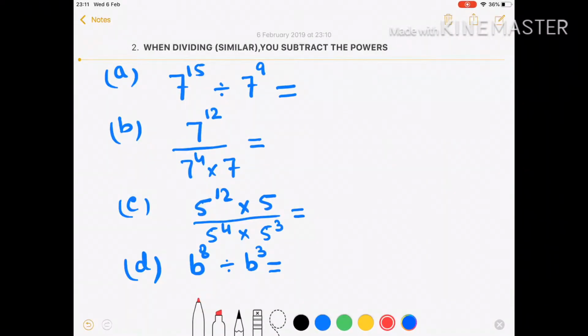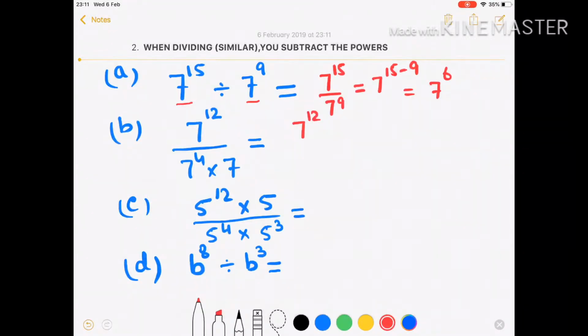Rule number 2 of the powers. When dividing similar bases, you subtract the powers. If you see question A, the 7s are similar and they are dividing, so we can write it in that form: 7 to the power 15 divided by 7 to the power 9. We have to subtract 15 minus 9, and the answer will be 7 to the power 6.